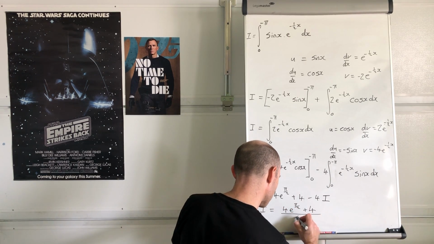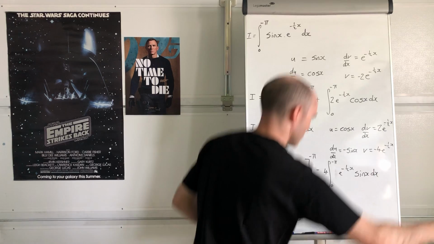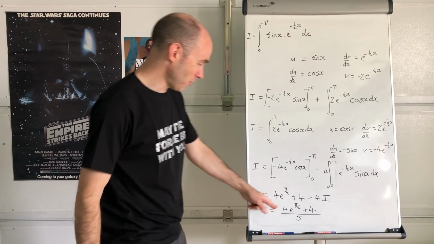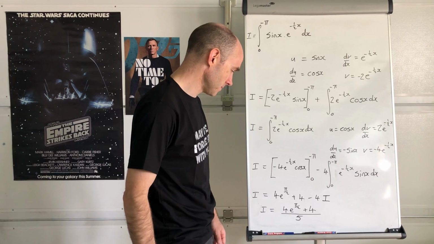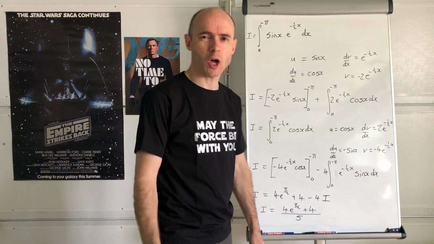Let's just write it like this. So there's your answer: 4e to the pi over 2 plus 4, all over 5. That's it. Hope you enjoyed that and thank you for the question. I love going through it.